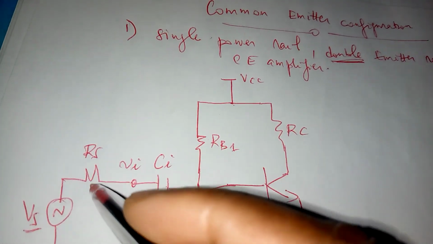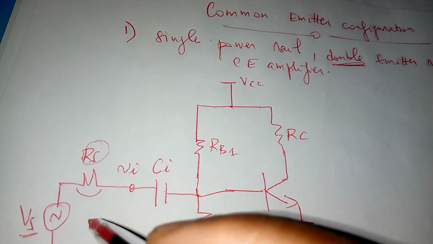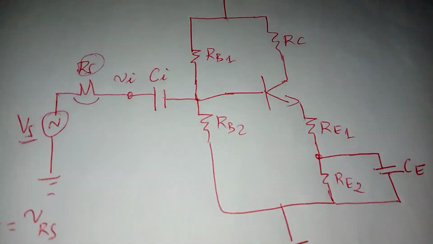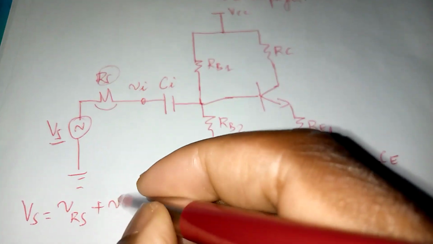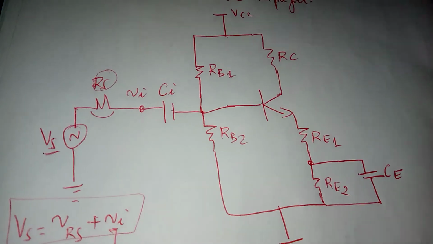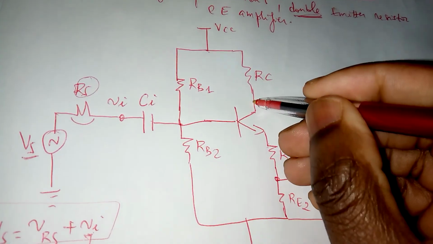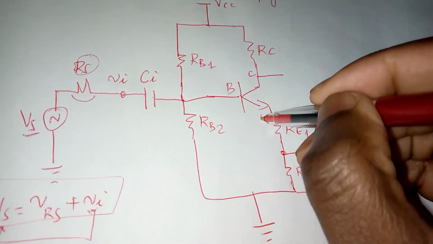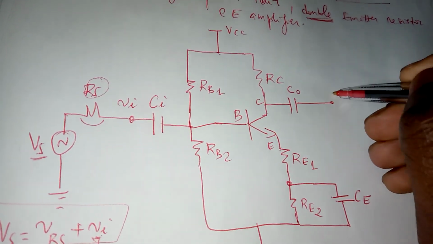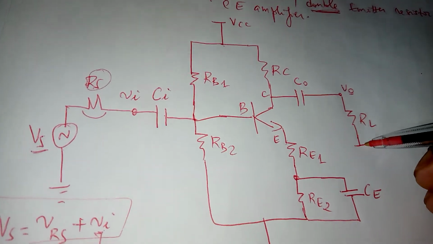So Vs is applied to the amplifier, but part of it gets consumed by Rs. So Vs is basically split between the voltage across Rs, which is the voltage drop across the source resistance, and Vi. And we're going to see how they are related. Vi is related to Vs because at the end of the day, what gets amplified is Vi. Okay. Then the output is taken on the collector side, and it goes through an output capacitor to generate Vout. And Vout is applied to a load, RL.